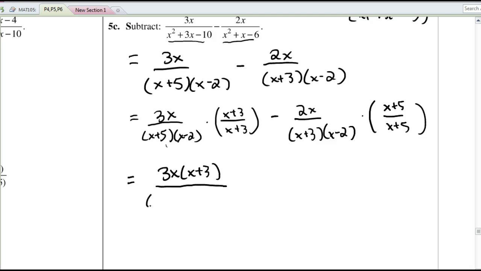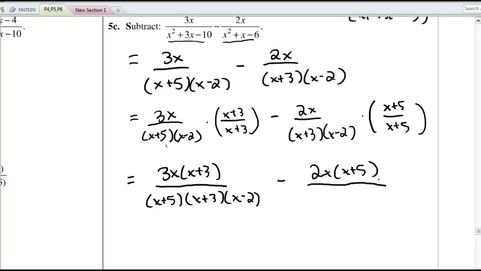And then the bottom is going to have an x plus 5, an x plus 3, and an x minus 2 in each one of them. So on the bottom, what do we have? x plus 5, x plus 3, x minus 2. I know these get pretty tiring, and there's a lot of steps, but you just pace yourself and do one and then come back to one later, and it won't be that bad.